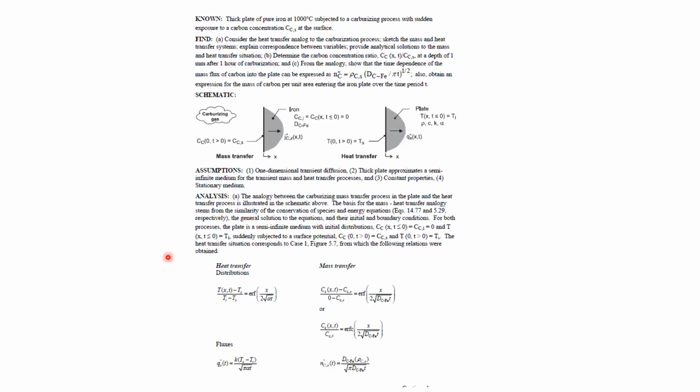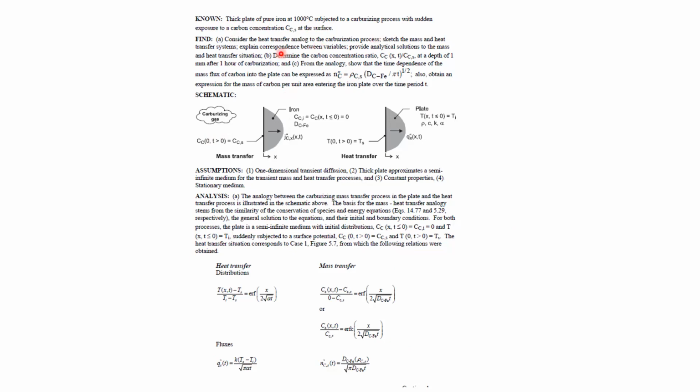So this is similar to before. We will just look at it. So here there is one case here. So I will discuss that immediately. We will see how that is related to the heat transfer and mass transfer analogy actually. So this is another question where a thick plate of pure iron at 1000 degrees Celsius is subjected to a carburizing process with sudden exposure to carbon concentration.